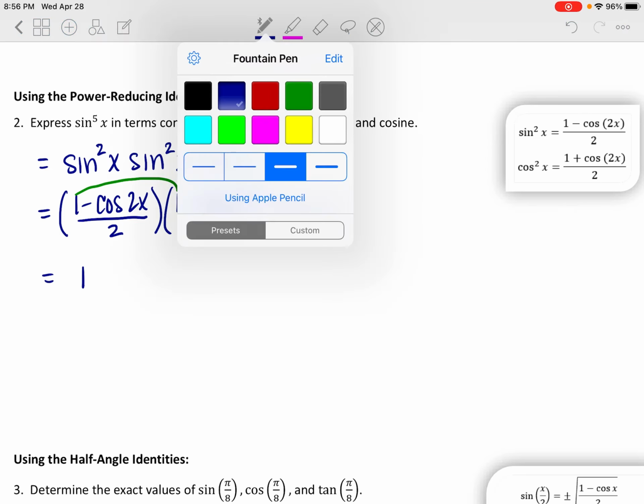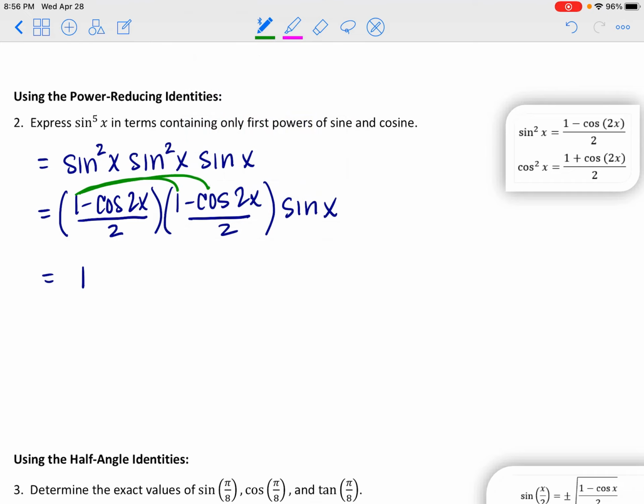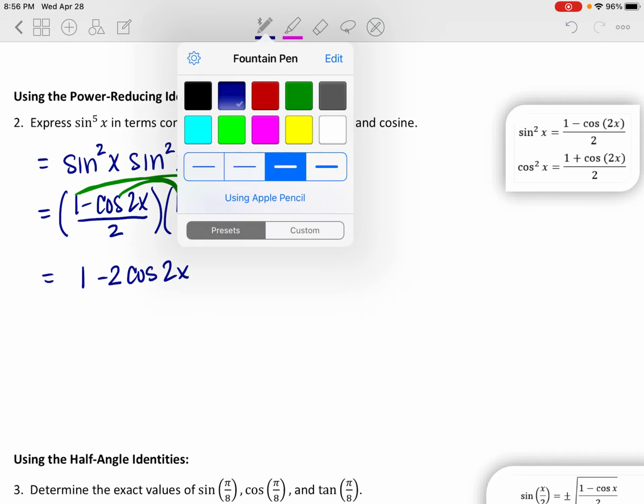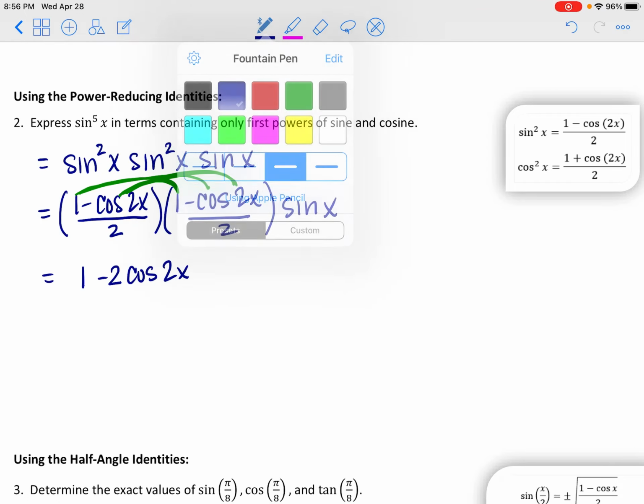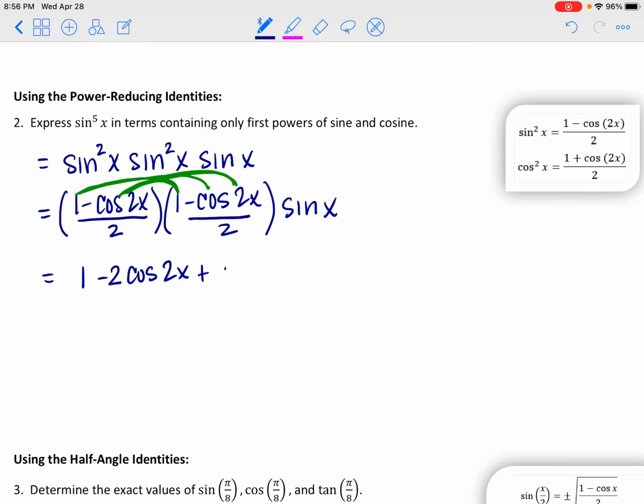And then I'm going to have a negative cosine of 2x and another negative cosine of 2x, which is going to give me negative 2 cosine 2x. And then when I multiply here and here, I'm going to get the cosine squared of 2x. And that's going to be negative, negative, so positive. So this would be plus cosine squared of 2x.